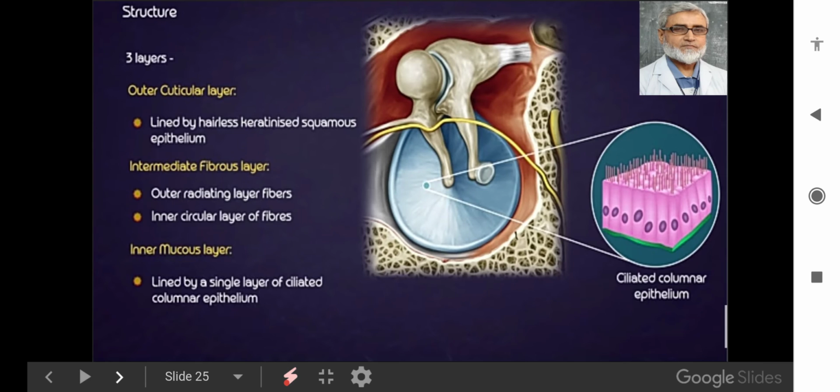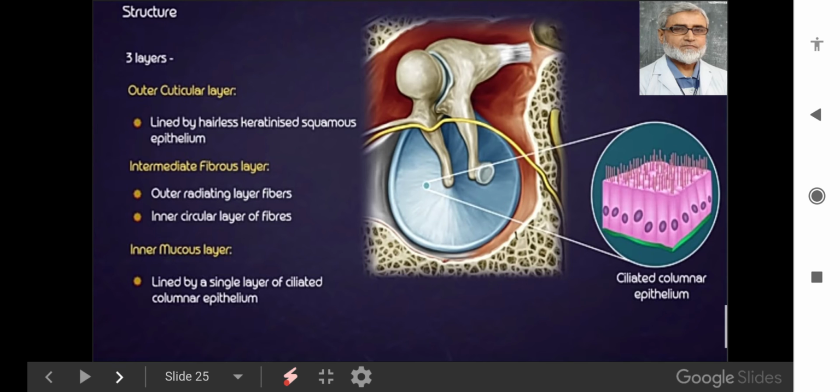And next, see here, the outer cuticular layer is lined by hairless keratinized squamous epithelium. The intermediate fibrous layer has outer radiating layer fibers and inner circular layer. In the next slide I will show you this arrangement of the fibers. And the inner mucus layer is lined by a single layer of ciliated columnar epithelium. See here, you can observe the cilia very clearly.